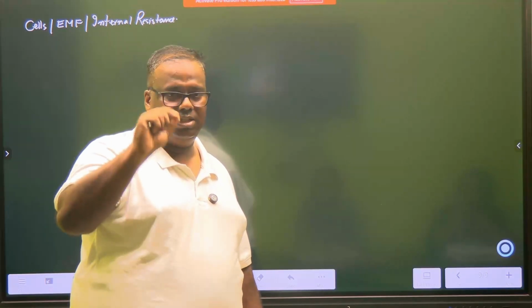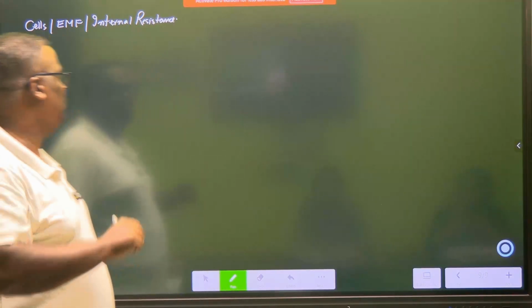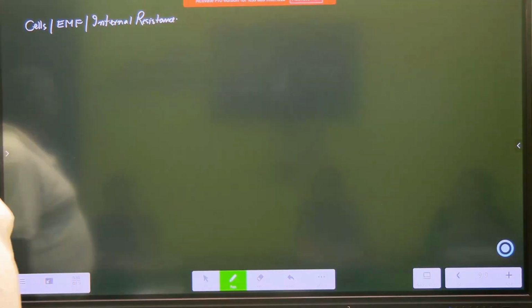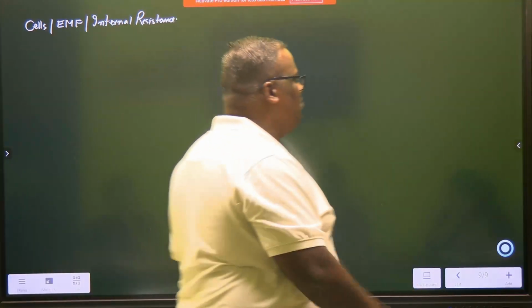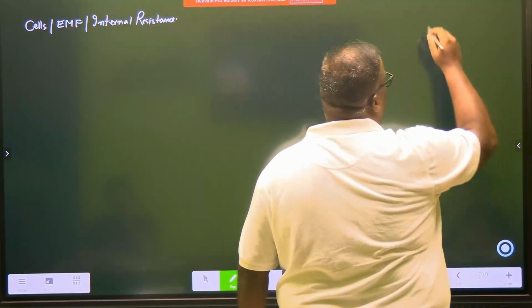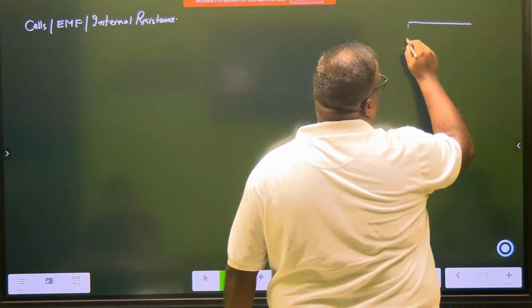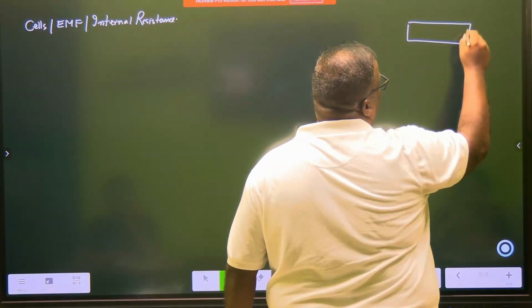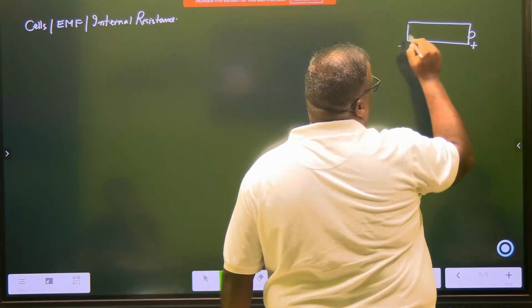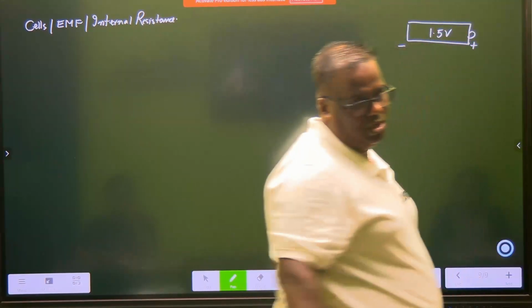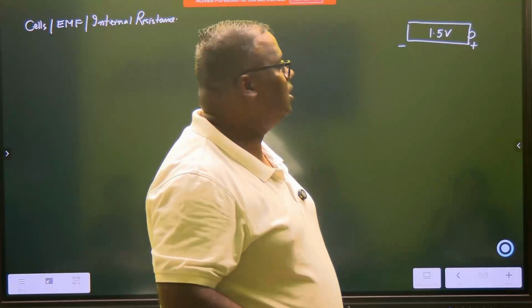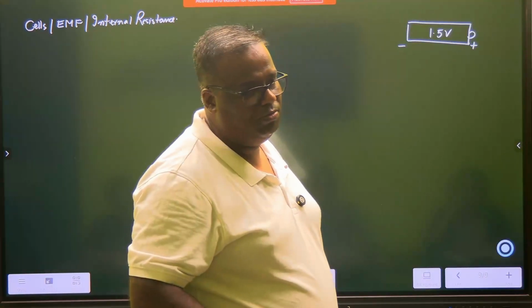They will collide. And that collision develops a little bit of obstruction, which is an internal resistance. So let's understand in plain language first, and then we'll proceed. This is a particular cell that I bought from the market, right? This is the plus side, this is the minus side. This will be stamped with 1.5 volts, which means open terminal voltage is 1.5 volts, right?